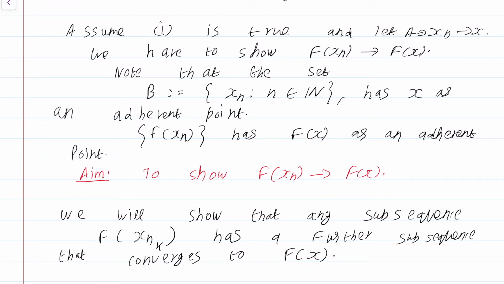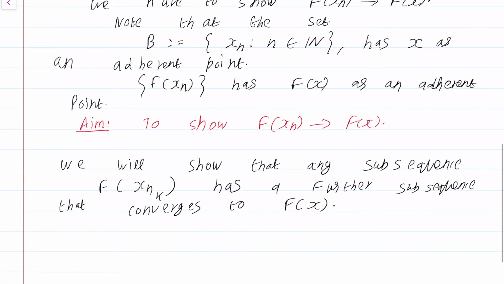Okay, recall that in the chapter on sequences and series, we had shown that if a sequence has the property that any subsequence has a further subsequence that converges to a particular point, then the whole sequence converges to that particular point. So we are going to exploit this result. Okay, so start with the subsequence f of x_{n_k}.